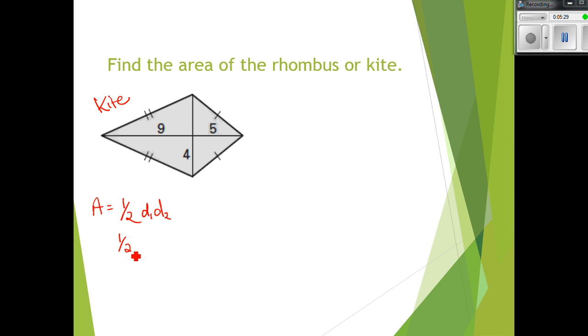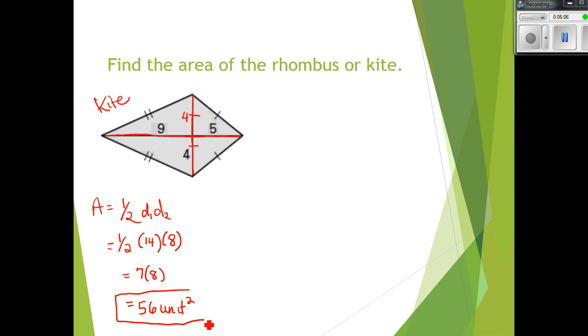So we'll do 1/2 diagonal 1. Well, we'll say this is diagonal 1, 9 and 5 make 14. And then this would be diagonal 2. Remember the properties of a kite, that this diagonal is bisected. So it means both sides are congruent. So if this is 4, this is 4. So the diagonal 2 is 8. So half of 14 is 7, and 7 times 8 is 56. So this would be 56 units squared. Don't forget the squared when we're talking about area.